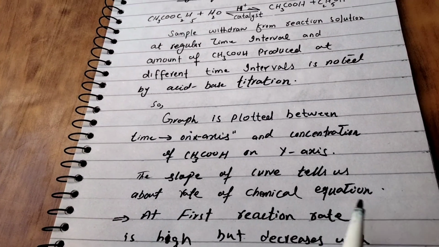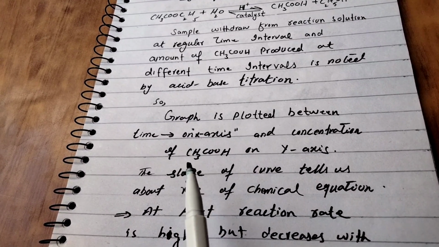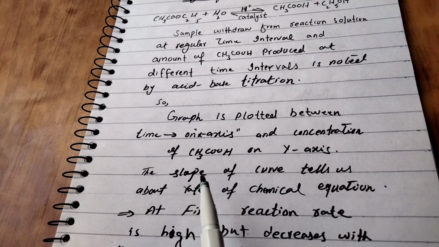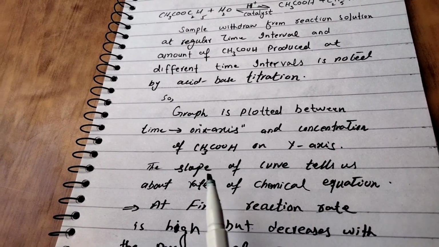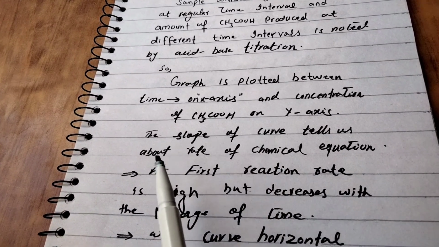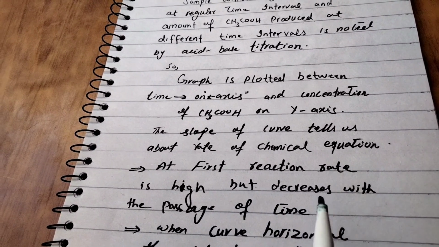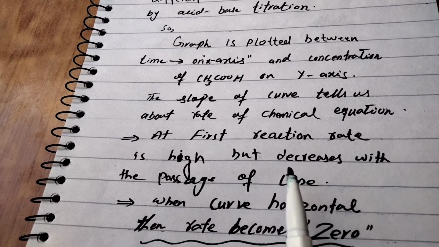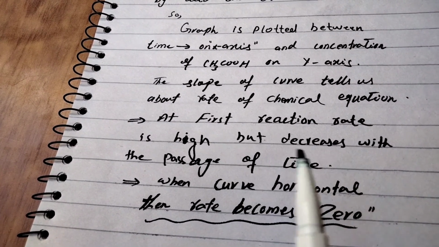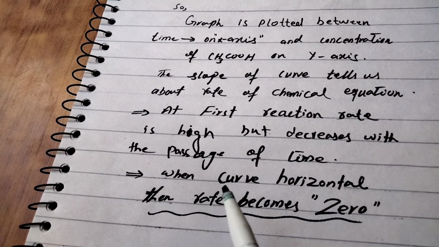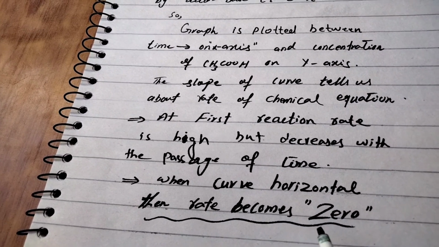So, after titration, a graph is plotted between the time on x-axis and concentration of acetic acid on y-axis. The slope of the curve tells us about the rate of chemical reaction. At first, the reaction rate is high but decreases with the passage of time. When the curve becomes horizontal, then the rate becomes 0.